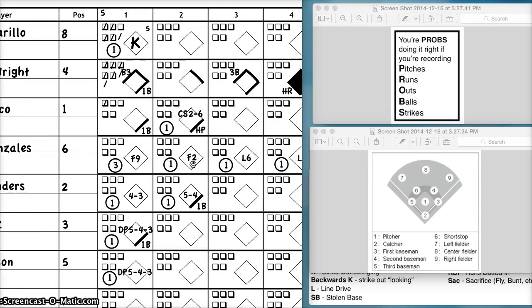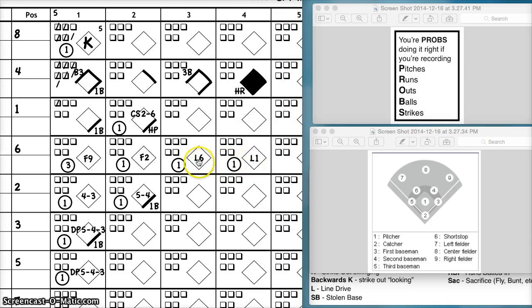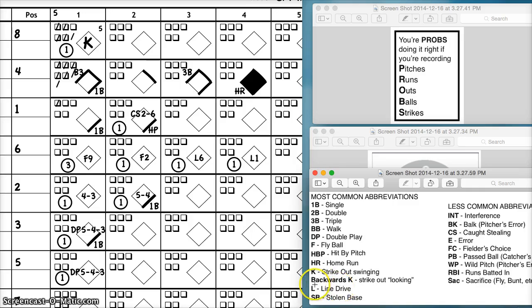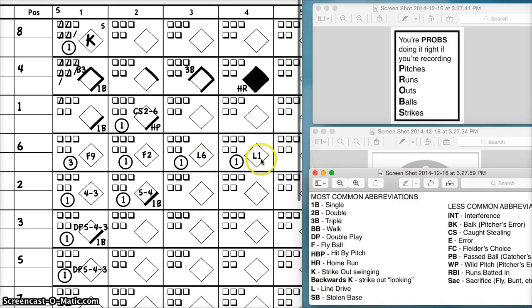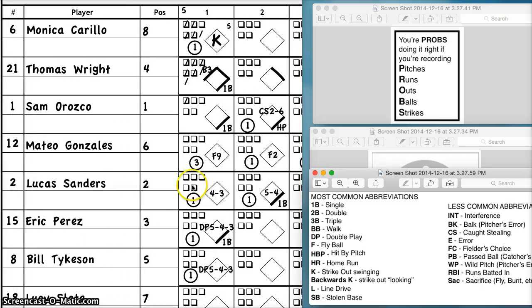Fly out to the catcher, fly out to shortstop. Oh, I'm sorry, this is an L. So an L, if we look at our common abbreviations, is actually a line drive. So a line drive to the shortstop, a line drive, hit it right back to the pitcher, and then the circle with the outs. Other ways to get out are grounders, ground outs.